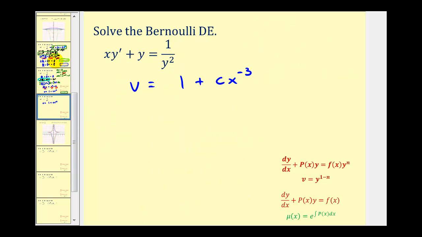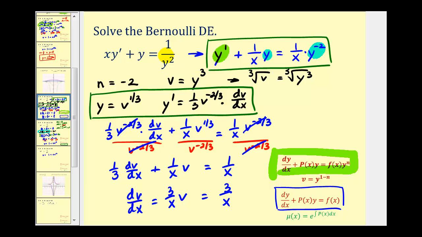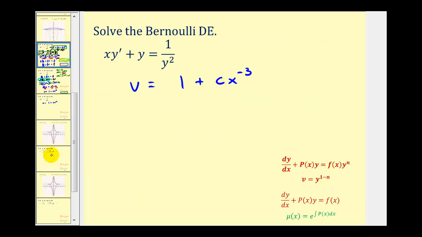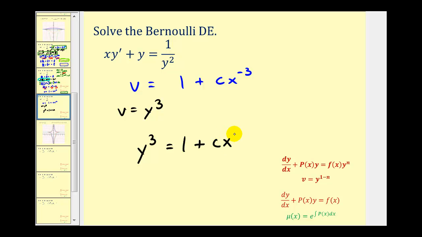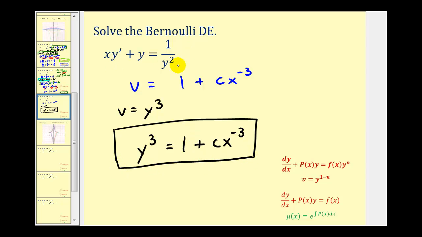Way back on the first slide, we said that v is equal to y cubed. So if v is equal to y cubed, we can say our solution as an implicit equation is y cubed equals 1 plus c times x raised to the power of negative 3. This would be the general solution to the Bernoulli differential equation.